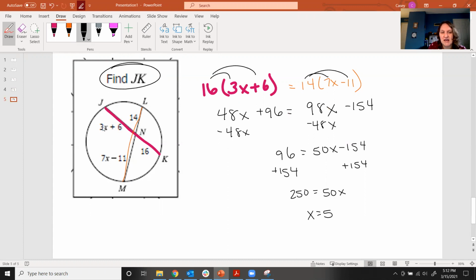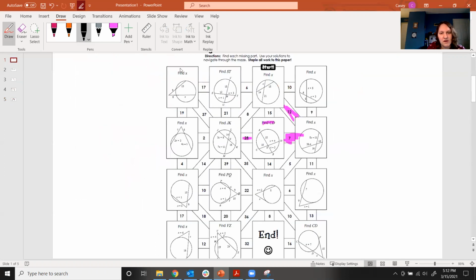So let's find JK. This would be 3 times 5 plus 6. 15 plus 6 is 21. So the entire length of JK will be 21 plus 16. So our answer is 37. So on our maze, we are now going up here.